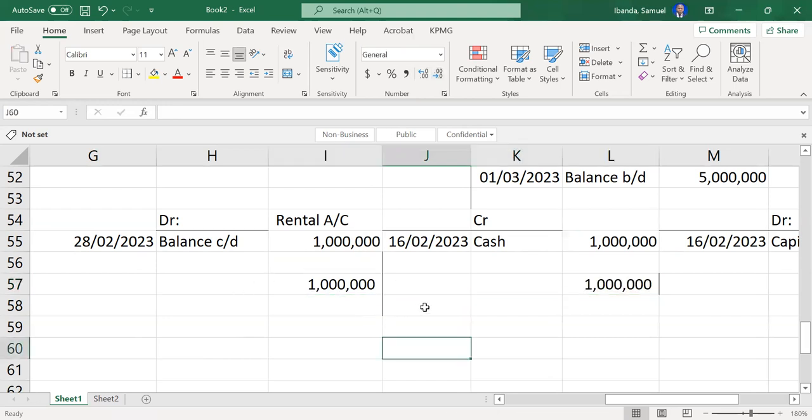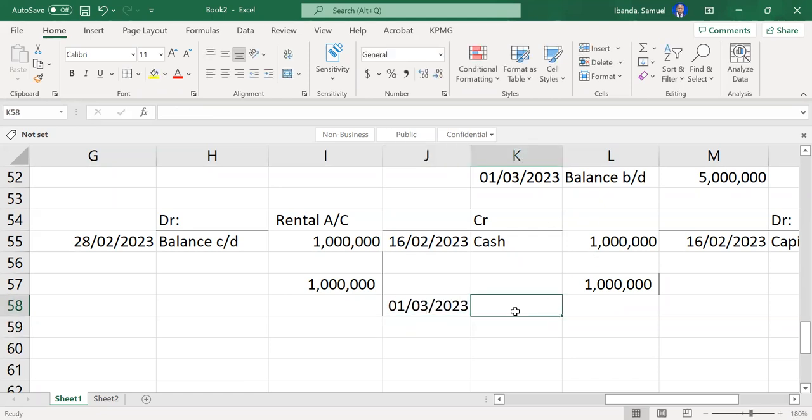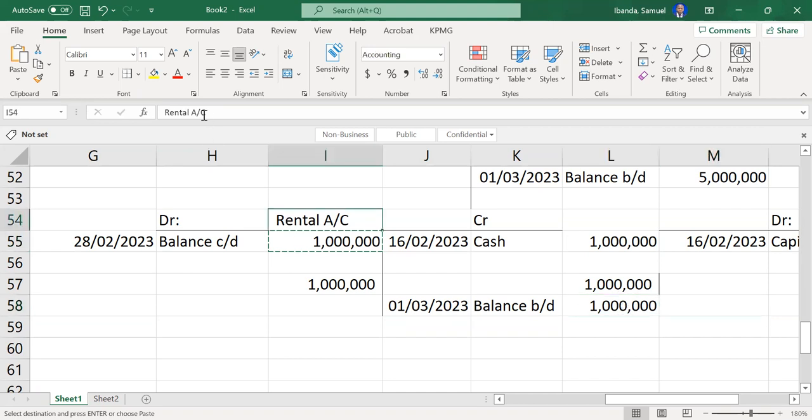10 million. And so I'll have the start of the new period, 01/03/2023. We have a balance brought down of the same amount, which is 1 million. Whatever we put on this side is what we also put on this side, 1 million. Remember, this was rental income, not to confuse you, because there are also cases where we pay rent as a business, but this was specifically rental income.